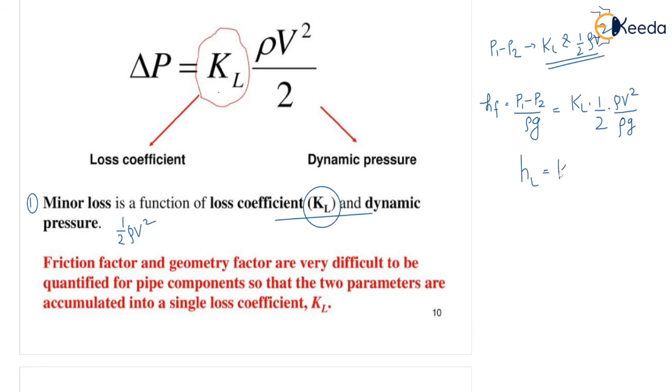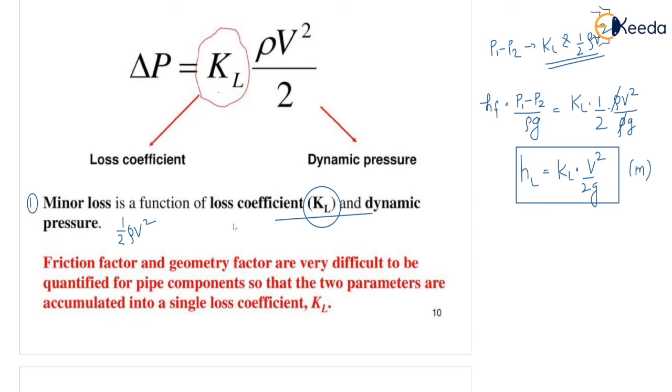Now KL, loss coefficient. Correct. What I can cancel here? Rho, rho. So I'm getting KL into V square by 2G. This is what I was talking about, that your minor losses equation comes out equal to V square by 2G times the loss coefficient KL. Unit will always be meter. Okay. Very good explanation of this equation.